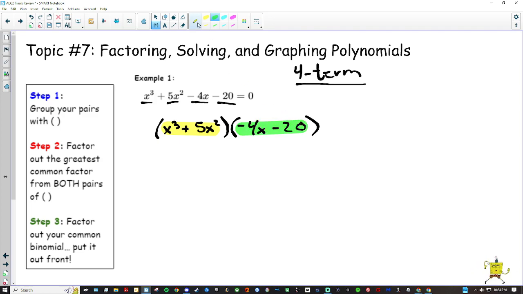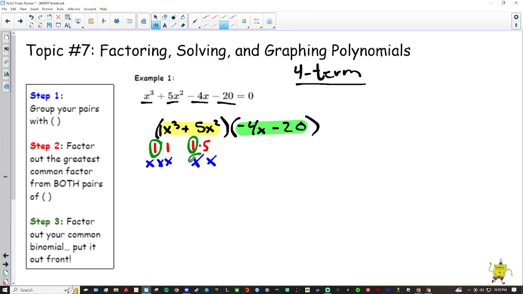If you ever have an x standing all by himself, give him a friend and put in that invisible 1. Now our goal is to take out a GCF from both of these. So step 1, group. Step 2, factor out the greatest common factor from both pairs. So if we look at this first one, 1 can only be made by doing 1 times 1. 5 can only be made by doing 1 times 5. Our first term has 3 x's: 1, 2, 3. Our second one has 2: 1, 2. If I'm looking for my greatest common factor, the biggest number they have in common is 1.